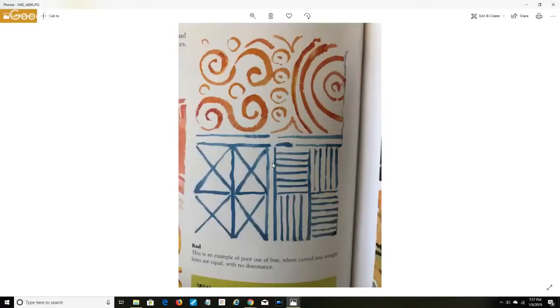These are bad examples of line used in design. You see there's hardly any of the opposite. The top one is all curves. The bottom one is all straight lines. So they're not being mixed up, and they're all kind of the same.